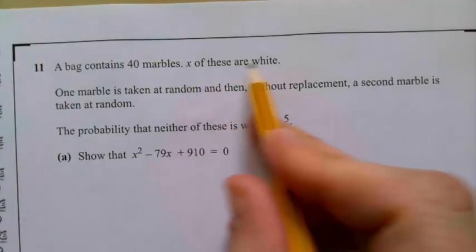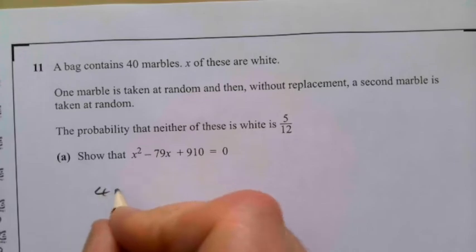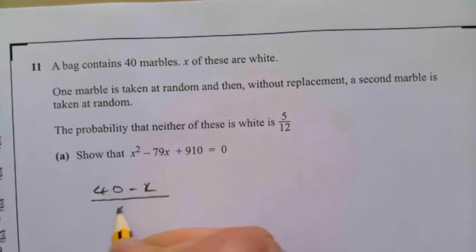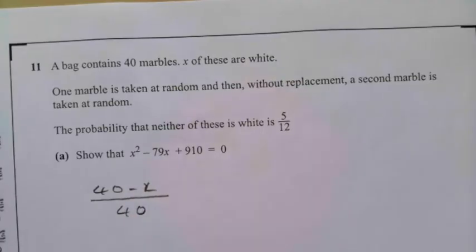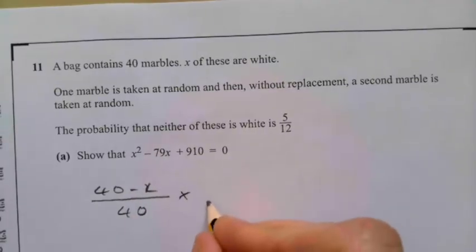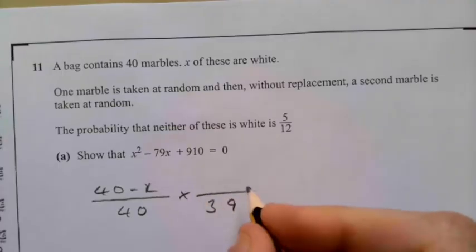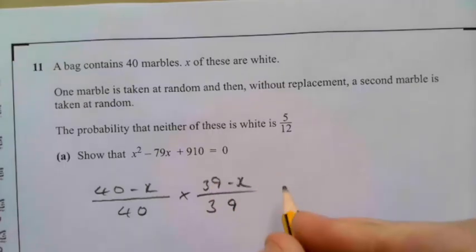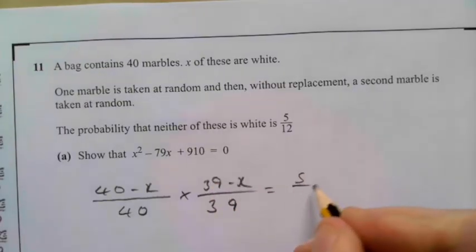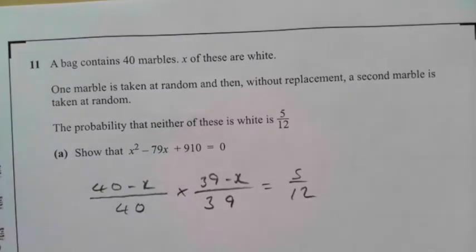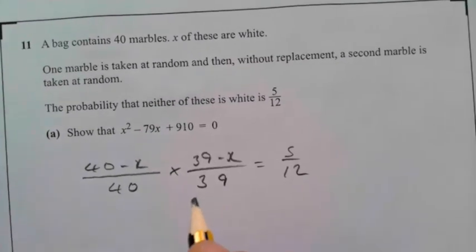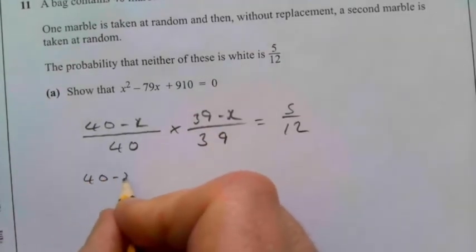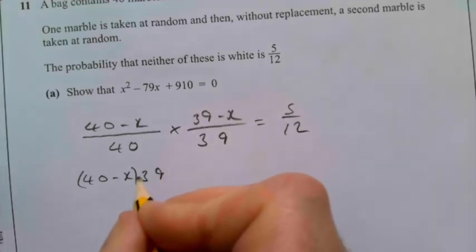So if x of them are white, how many aren't white? There's going to be 40 minus x. The probability that I pick the first one then is 40 minus x over 40. How many are now left in it? There are 39. And then the probability it's not white is going to be 39 minus x over 39. And we're told that that equals 5/12. Goodness. So we're going to find a common denominator here.